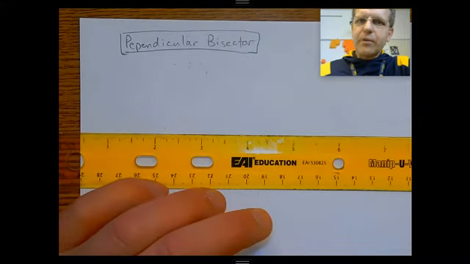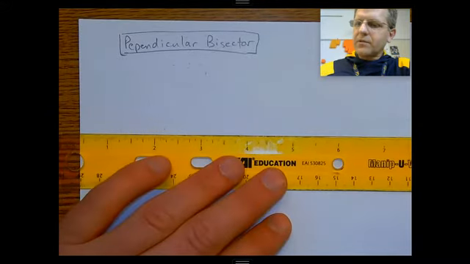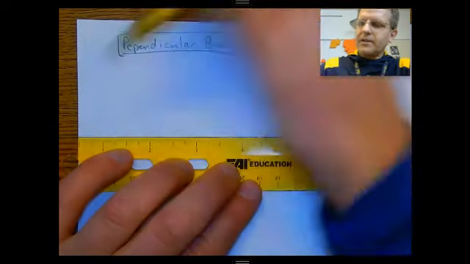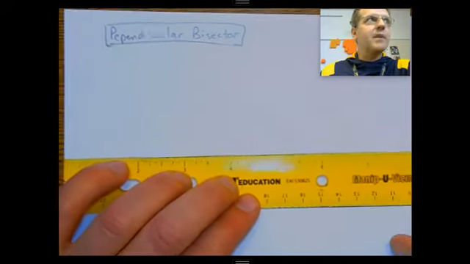Hey there, we're going to make a perpendicular bisector. So what do we mean by that? Well, first step is we're going to make some kind of line.